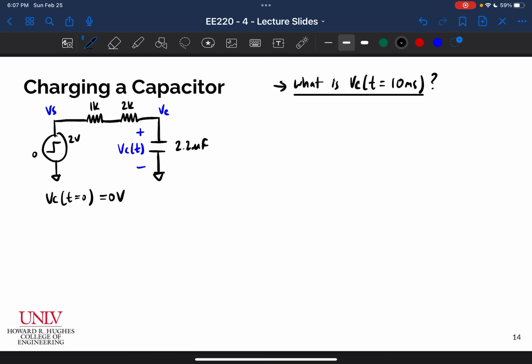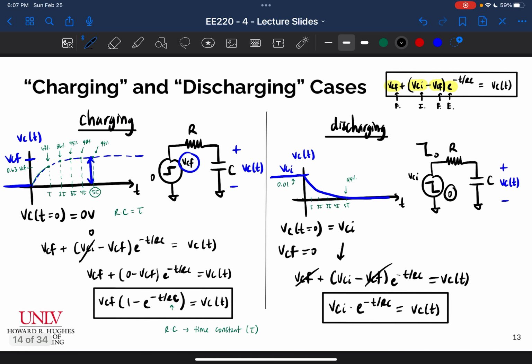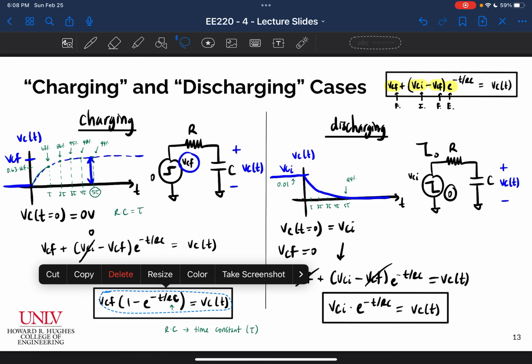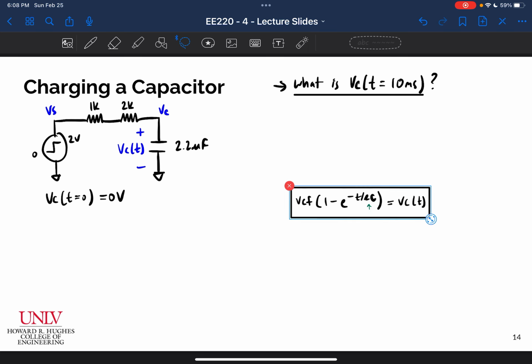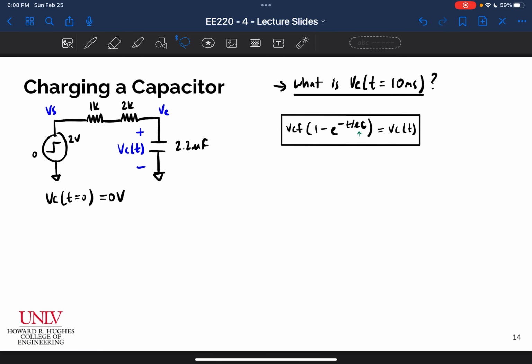And so if I know that this is a charging capacitor, I can go right back to this slide and grab my charging capacitor equation, which is this one. Let me grab that and come right back over here. So this is the expression that we know we're going to be using. Well, we know the final voltage straight from here is going to be 2 volts. So I can just start with 2 volts, 1 minus e to the minus t over RC.